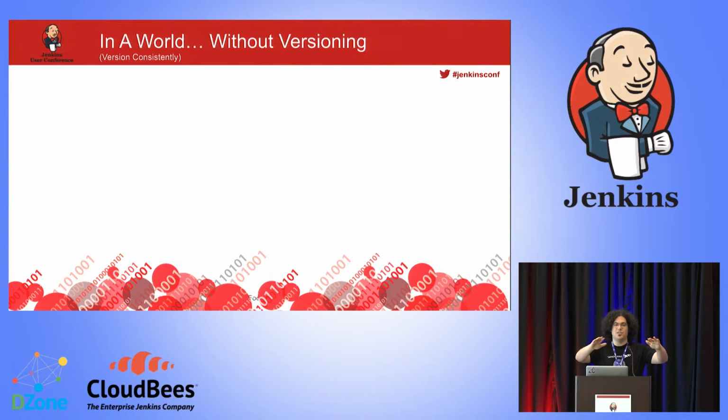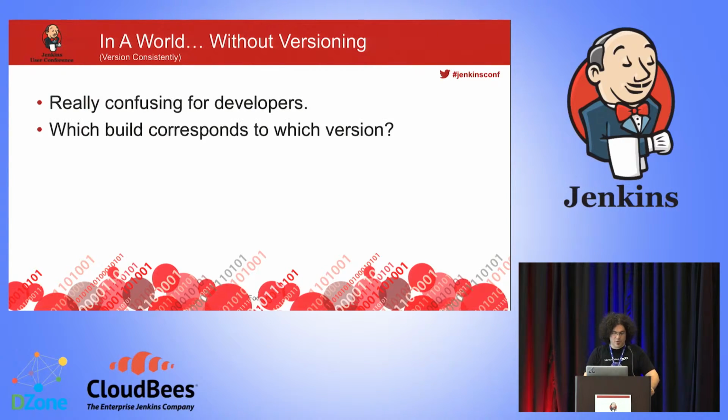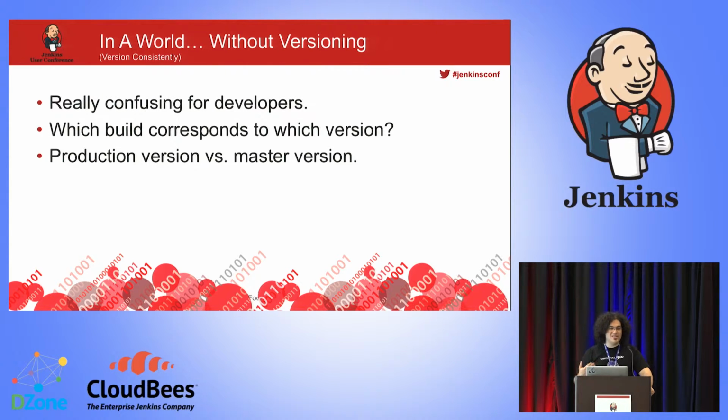So let's talk about our first principle, to version consistently. I want all of you to imagine that you are in a world without versioning. One developer gets really confused, because maybe you have multiple builds out right now, different versions for an A/B test, maybe different versions on your alpha or beta or production servers. How can we distinguish the production version from the latest version on the master branch?